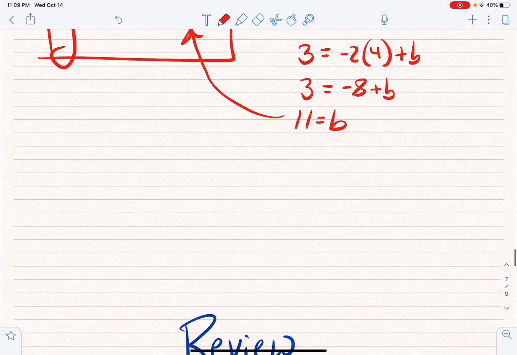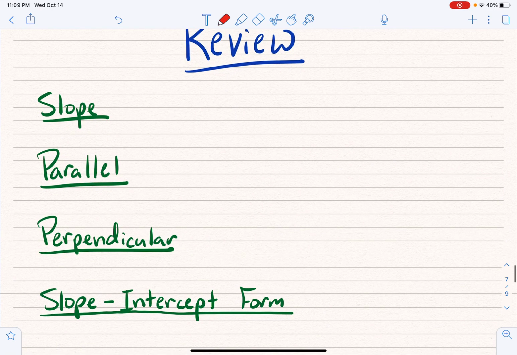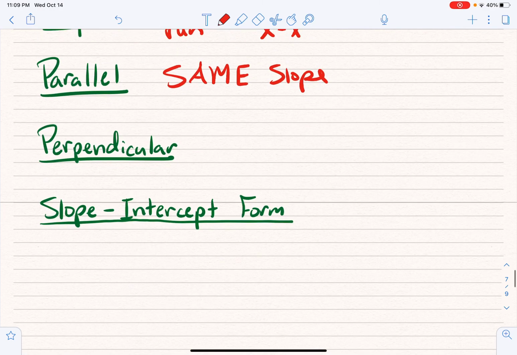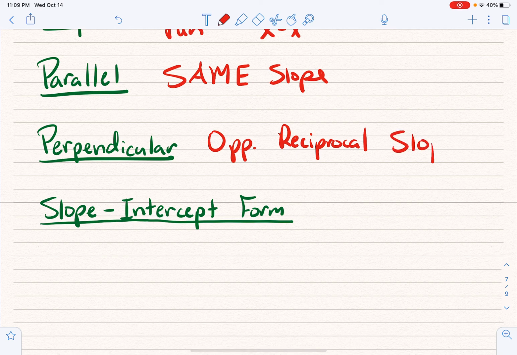All right. So now, in review, let's make sure we understand this. Slope. What is slope? Slope is rise over run. And how do we find that? Well, we subtract the y's over subtracting the x's. And what does parallel mean? Parallel means same slope. And perpendicular was a little bit different. Perpendicular was opposite reciprocal. Remember, opposite means the opposite sign. One's positive, the other one's negative. Reciprocal means you flip the whole thing, but it's opposite reciprocal slope.